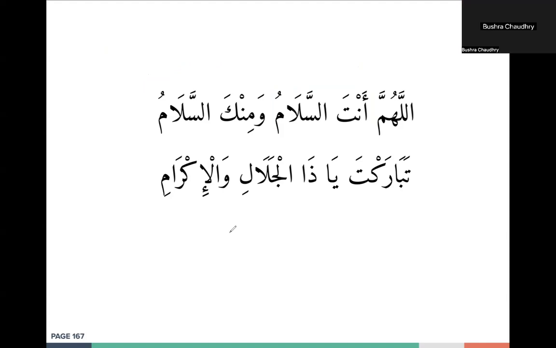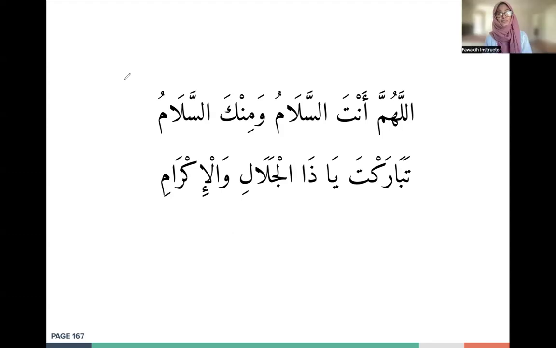Okay. Tabarakta. No. Let me hand it over to someone else. Elif, tabarakta ya dhal jalali wal ikram. Tabarakta is blessed. Ya is O. No, hang on. What kind of word is tabarakta? Blessed. What kind of word is tabarakta? Is it a passive verb? It's a verb, but it's not passive. Then my next question is, if it is a verb, what is the dhamir that goes with it? Like if I say kataba, the pronoun that goes with kataba is huwa. Huwa kataba. What pronoun goes with tabarakta? Is it anta? Very good.